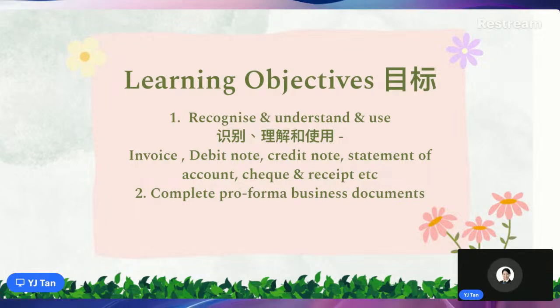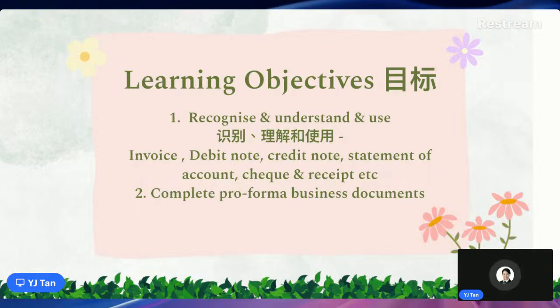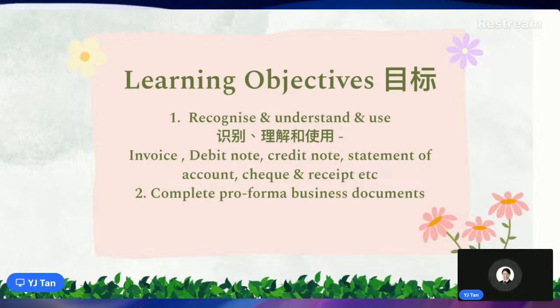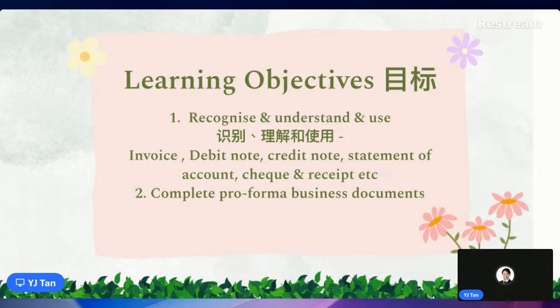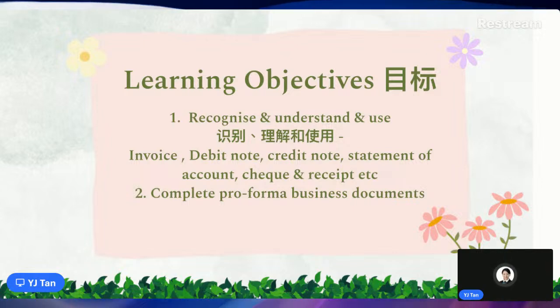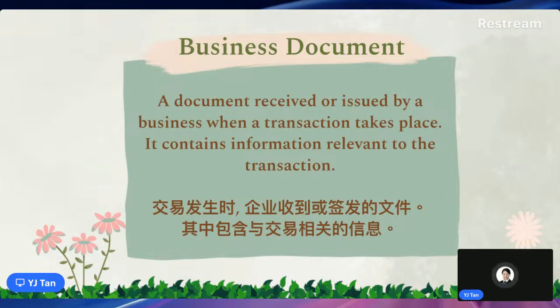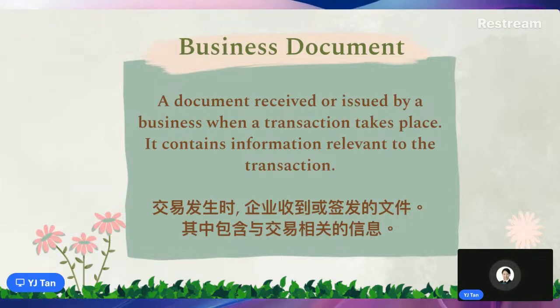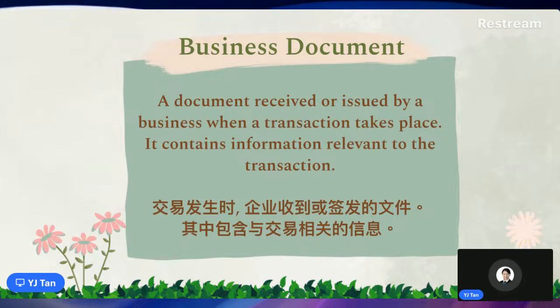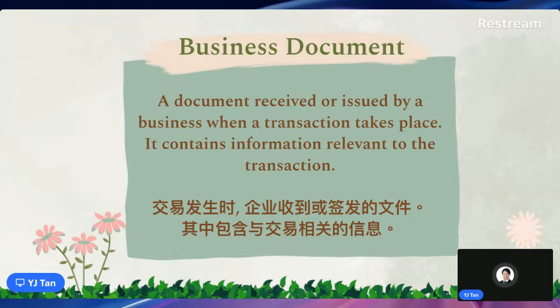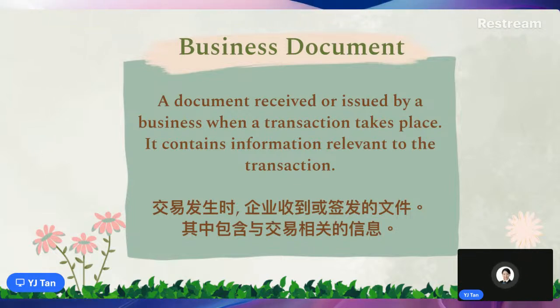So earlier in the course, I mentioned that in accounting, almost everything needs proof. In fact, proof is something that today we will talk about in this particular video. In terms of business documents, the definition is the document received or issued by a business when a transaction takes place. It contains information relevant to the transactions. When things happen, you need proof. So you need all these business documents in order to track and record all this information.